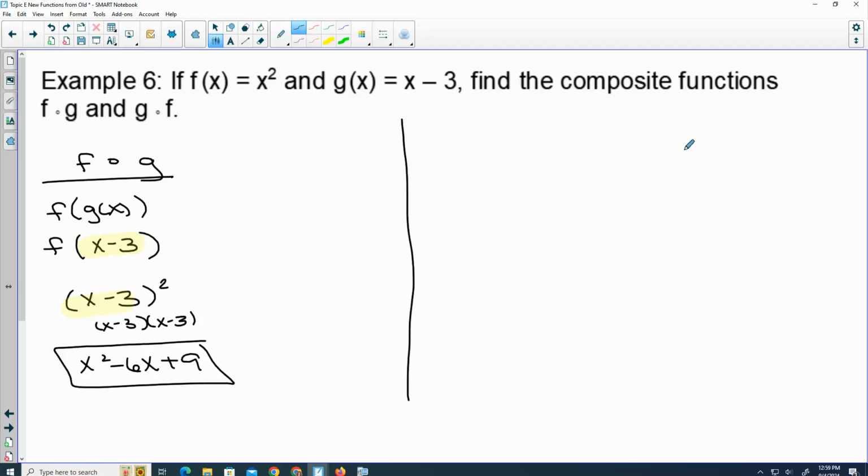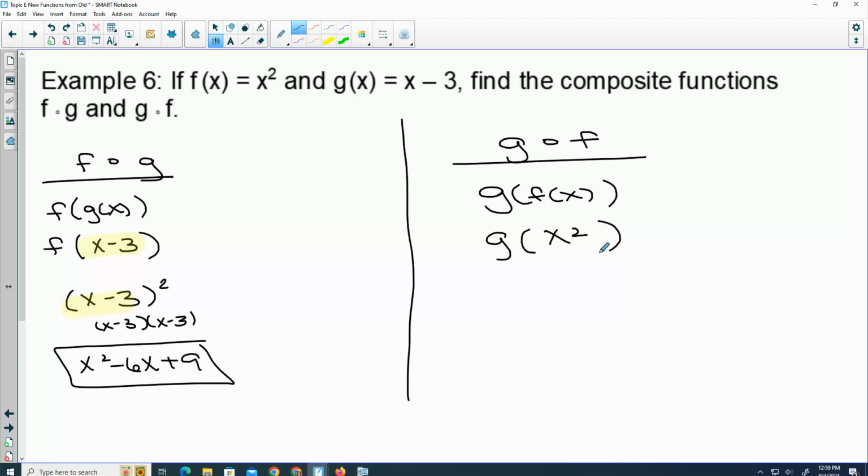Will you get the same thing if I ask for g composed with f? No, that flips it. So that's g of f of x. F was x squared, so now I'm plugging that into g. So we get x squared minus 3. So with those compositions, remember your order matters.